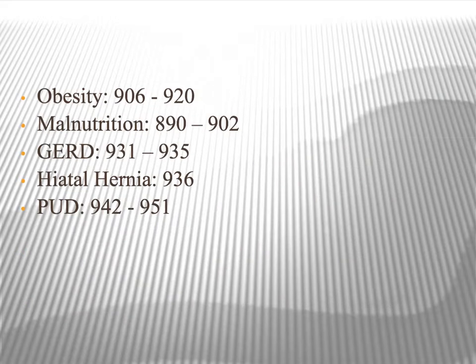Okay, so the different things that we have to cover are obesity, malnutrition, GERD, hiatal hernia, and peptic ulcer disease. We're going to cover these in different ways. Obesity and malnutrition are actually going to be only explained here. GERD, hiatal hernia, and peptic ulcer disease, we're just going to talk about the patho and then finish the care of these particular patients in class.